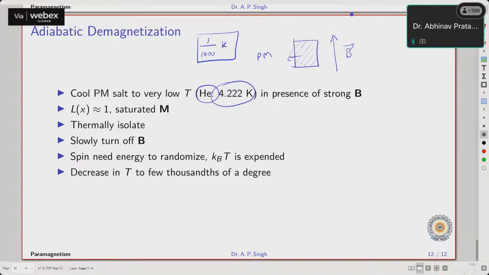Why are we applying a strong magnetic field and cooling it so much? Because we want the Langevin function to approach the value of 1, and this value of 1 will be approached when x is very, very large. If you remember, the value of x was equal to mB over kT. So you are increasing the value of B too much and decreasing the temperature too much, so that x is very large and the Langevin function is approximately equal to 1. What that would imply is that inside this paramagnetic material, all the spins will be pointing in the same direction.